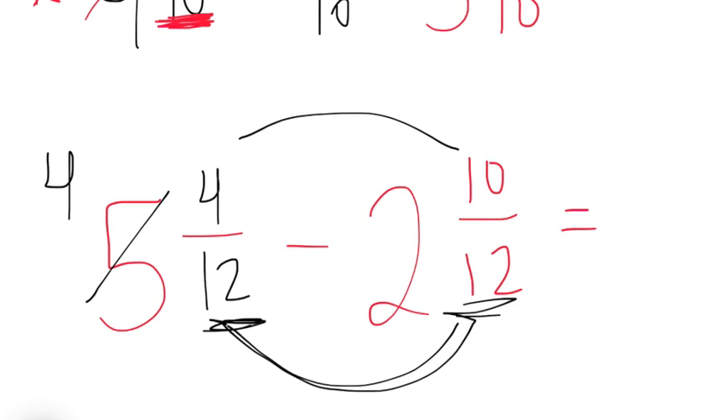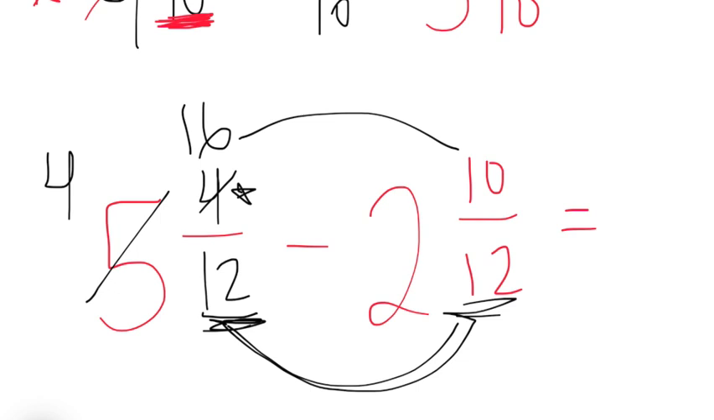Now I'm going to change that 4 here. What I'm going to do is add the 12 below it. So 4 plus 12 is 16. Now I'm ready to roll. I have 4 and 16/12. Remember, that doesn't change the value. 4 and 16/12 is the same as 5 and 4/12.